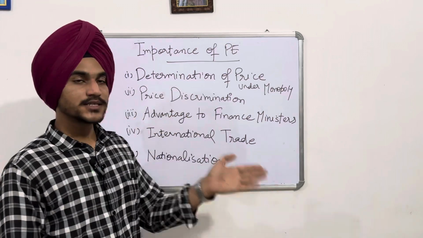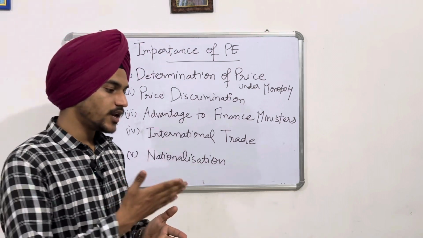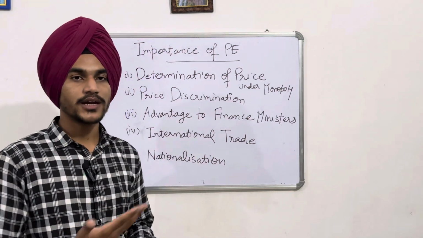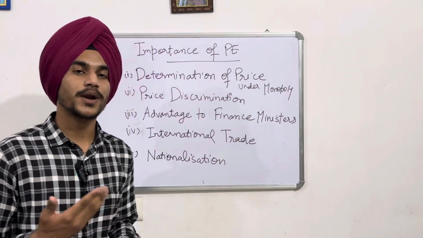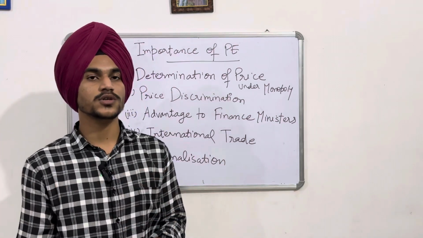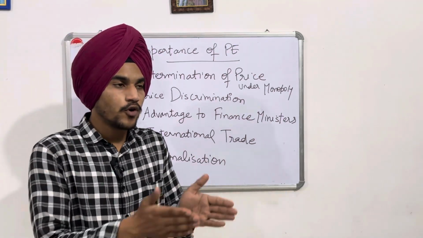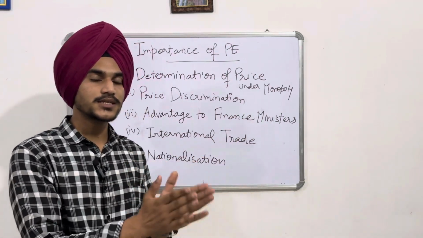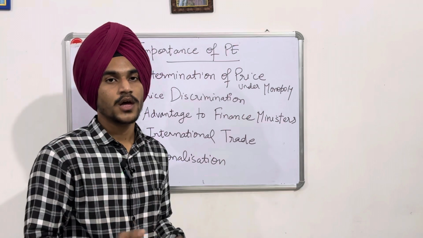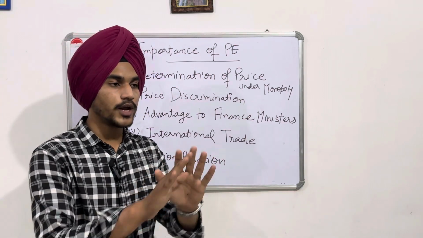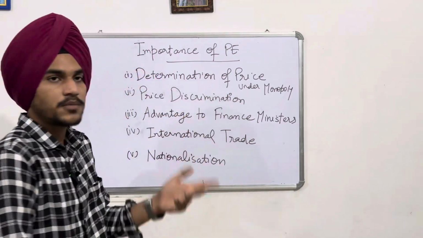The second one is price discrimination. What do we mean by price discrimination? Price discrimination is when an entrepreneur sells his product at different prices. We can only do price discrimination when the price elasticity for different users is different for any product. If the price elasticity for some group of users is elastic, then you cannot change your price to such a level. But if the price elasticity for any group of consumers is inelastic, then you can change your price. You can do price discrimination.